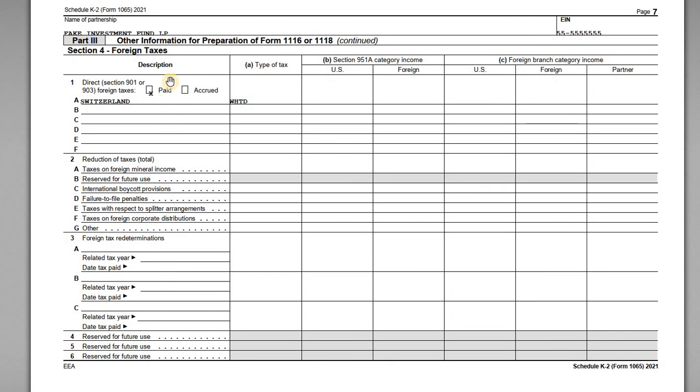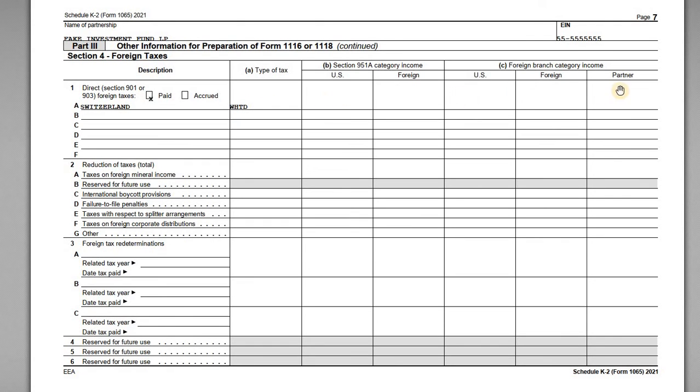Okay, so part 3 here, foreign tax information. So this is being completed if there was any kind of foreign tax withholding, or the fund had to pay some foreign taxes directly. You might be putting that down here as the direct foreign taxes. In our case, it was withholding, right? So we had Swiss withholding, WHTD, short for withholding taxes, and then you move left to right based on the category income the taxes were withheld upon.